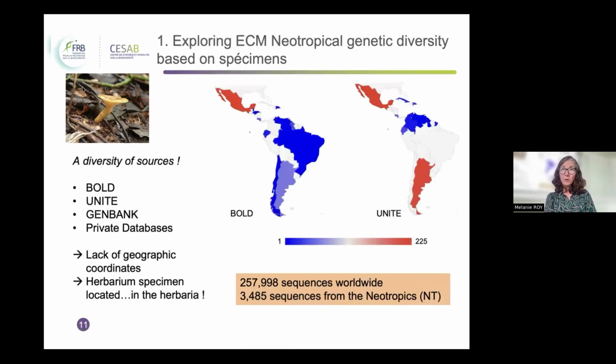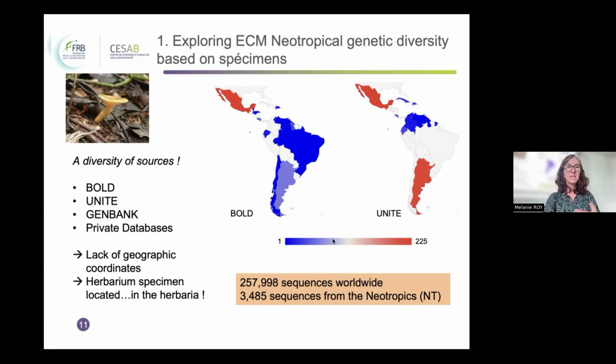The first challenge we faced was the diversity of sources to gather. And indeed, if you're interested in a similar approach for another taxonomic group, I think it would be the same challenge. So part of the data were in BOLD. For example, in Brazil, there is a lot of specimen data in BOLD. In UNITE, on the contrary, it's from Argentina. So we had very different sources of information.